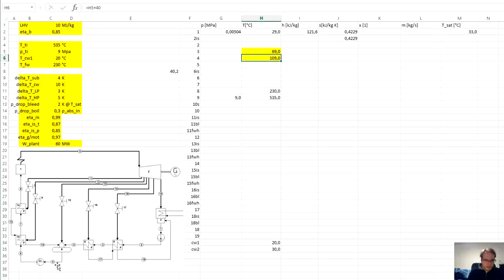Outlet of the deaerator, point number 5. If we add another 40, we would eventually miss 1 degree C. Here, to have nice round numbers, let's add 41, so that we have 150. Then we have the pump, point number 7, 150 plus 40 is 190, and 190 plus 40 is 230.